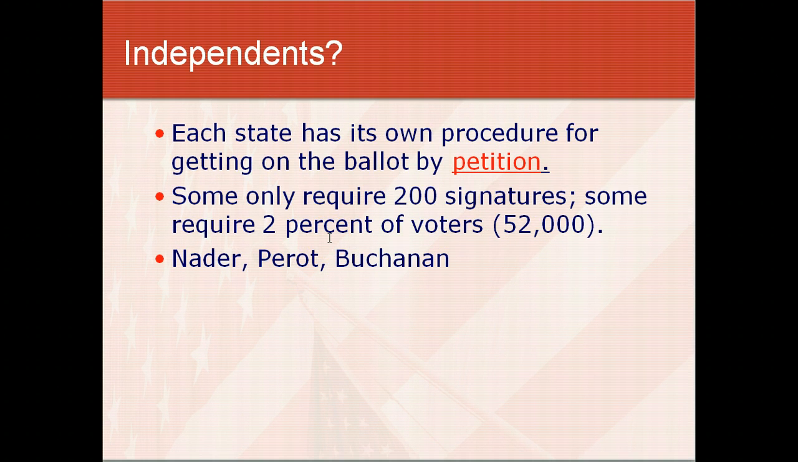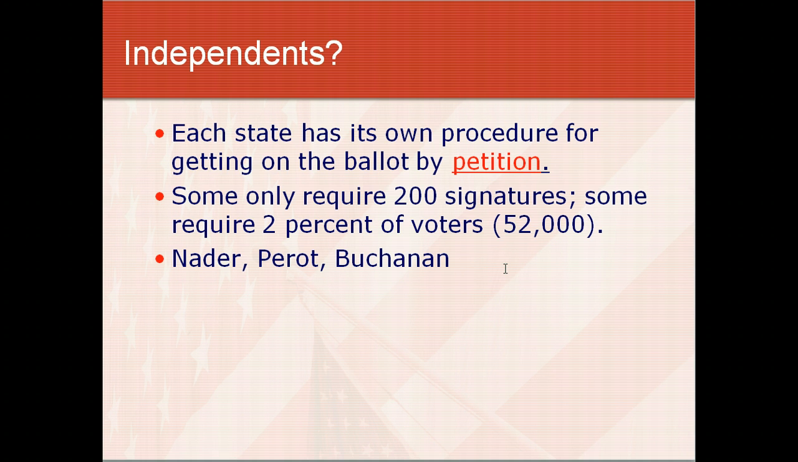We do have independents who like to get nominated, and it's a very unique process, like me talking about third parties, because each state has its own procedure to get on the ballot in the state, and it's always by petition, but sometimes they only require 200 signatures, sometimes it requires 2% of the vote, which would be like 52,000 signatures. So third party members sometimes have a hard time getting on the ballot.